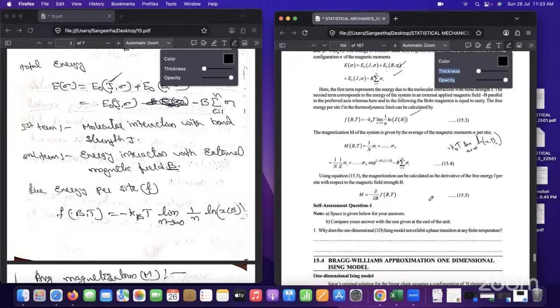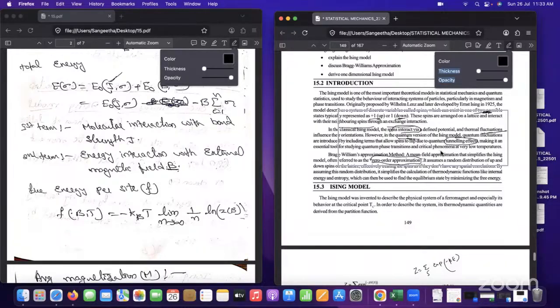So we got the equation. Finally, we write the magnetization from the free energy. What is the magnetization from free energy? M equals minus dou by dou B of f of B comma T. This is the magnetization energy.